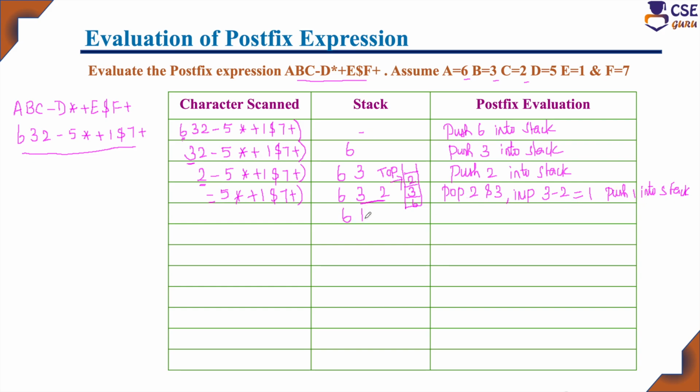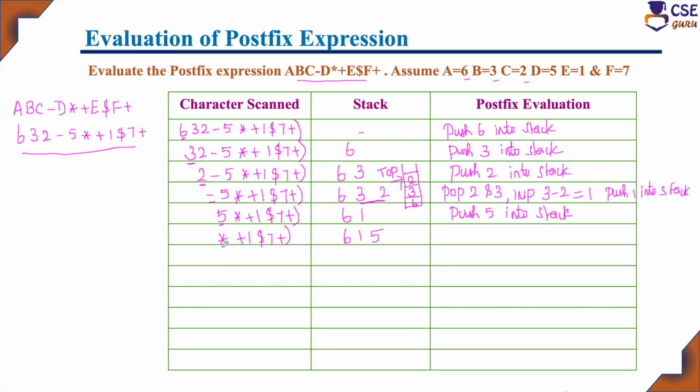So 6 and 1 will be there. The remaining input characters are 5 star plus $1 $7 plus closed parenthesis. And the next input character is an operand. Push the operand 5 into the stack, and 5 will occupy the top position of the stack. The remaining input characters are star plus $1 $7 plus closed parenthesis.